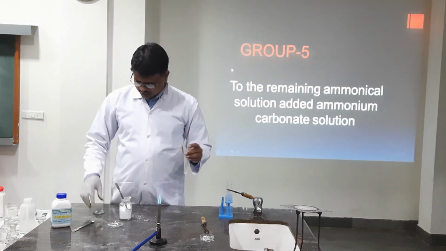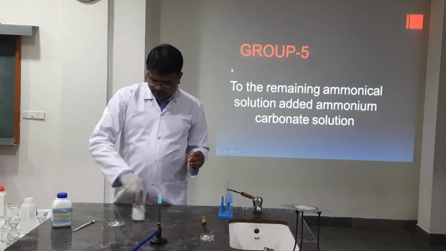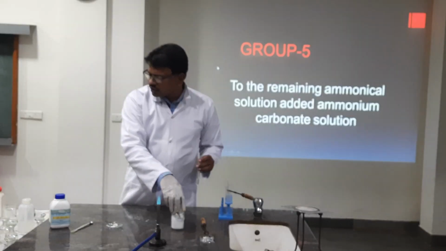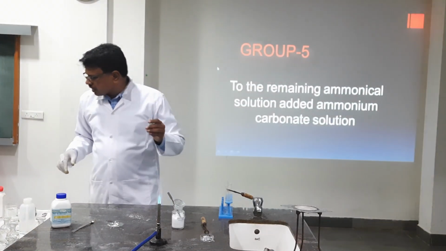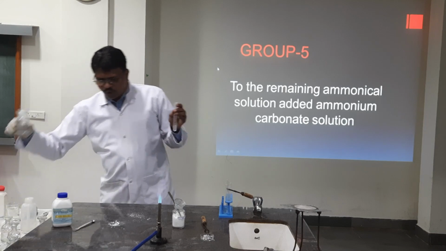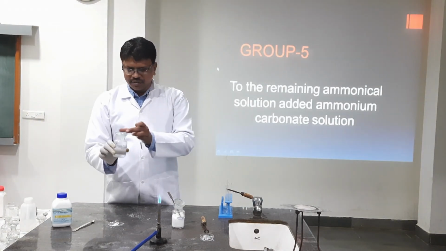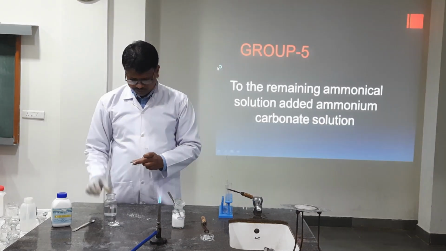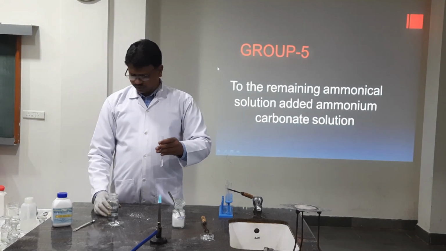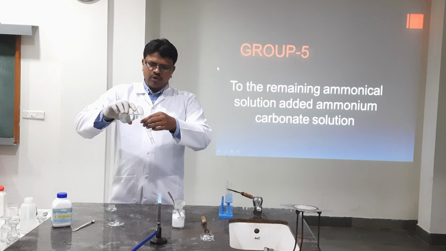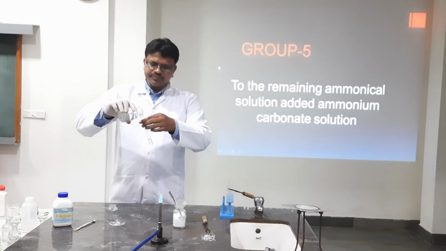To this, I am going to add ammonium hydroxide. What is ammonium hydroxide, students? Ammonium hydroxide is obtained by dissolving ammonia in water. That is ammonium hydroxide. Otherwise, we can get ready-made ammonium hydroxide also. To this, ammonium hydroxide is added.